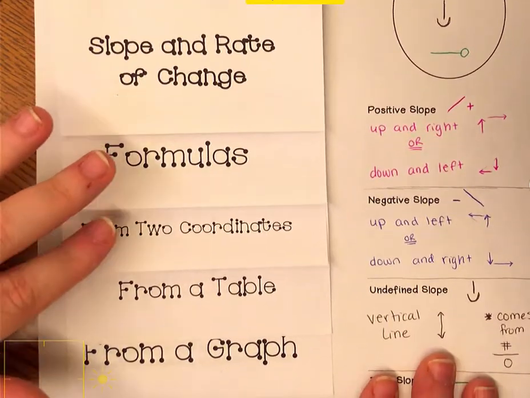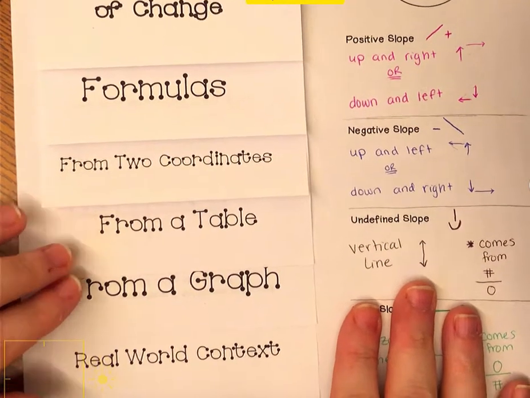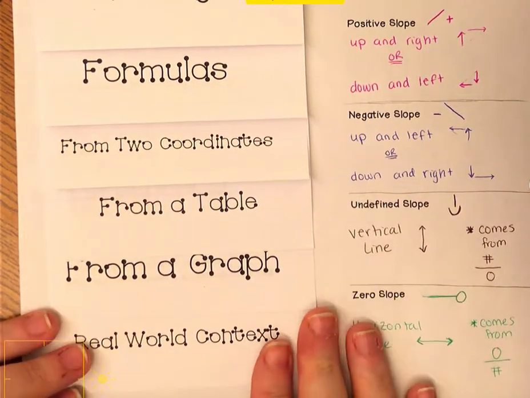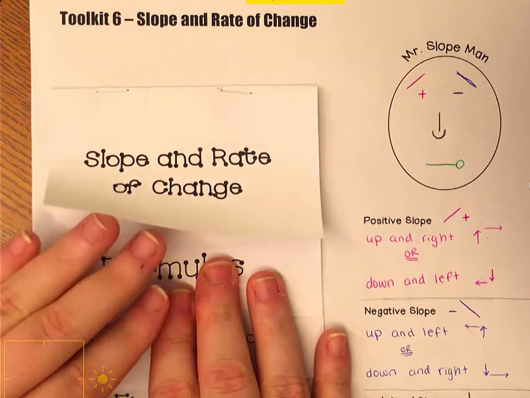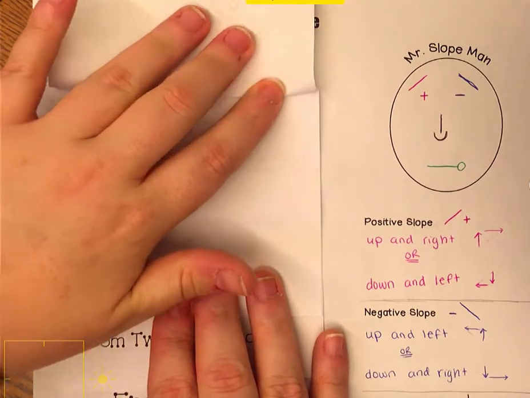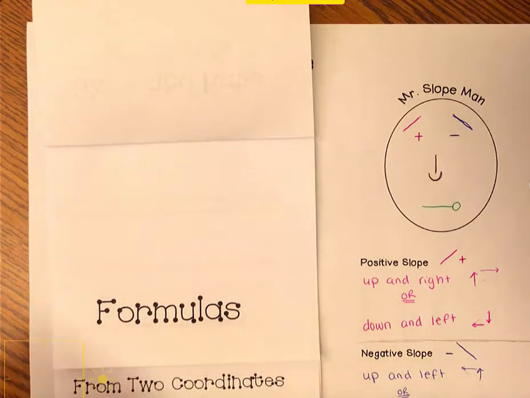So we have formulas, we can find the slope from 2 coordinates, we can find the slope and rate of change from a table, from a graph, and then in real world context. So first we want to look at the formulas to be able to find slope. We've seen a couple when we know that we have an undefined slope or a zero slope. But how do we get those numbers?